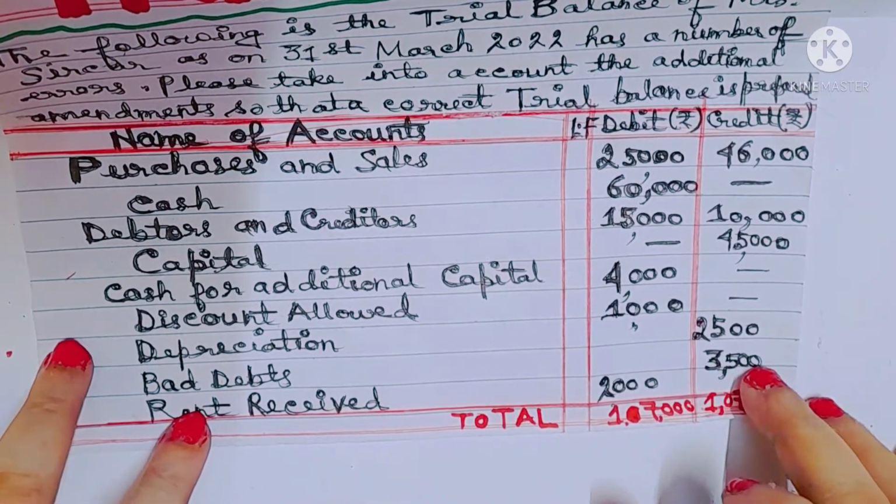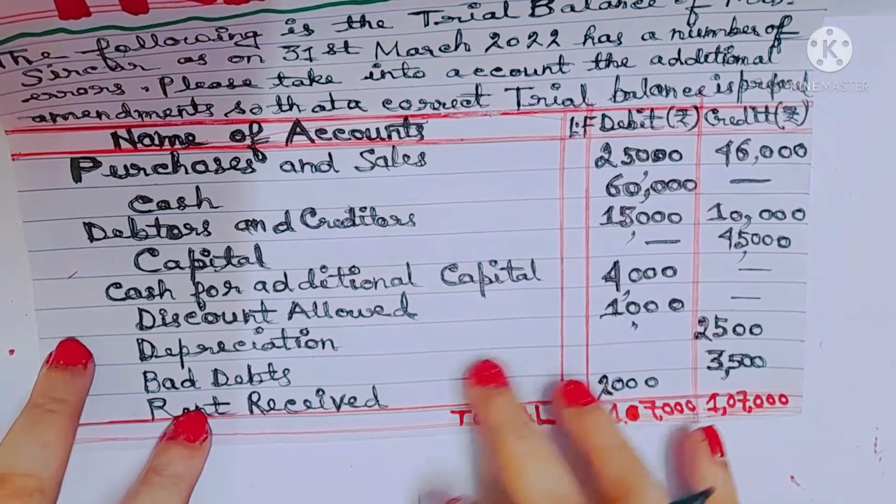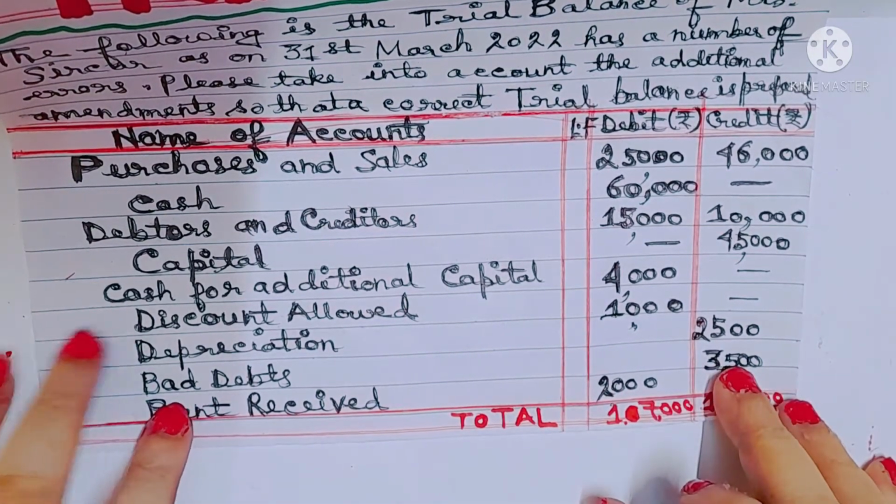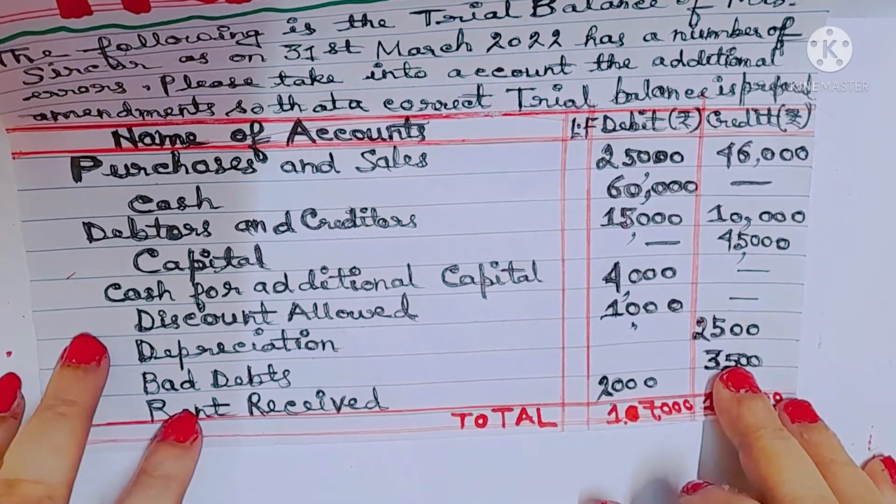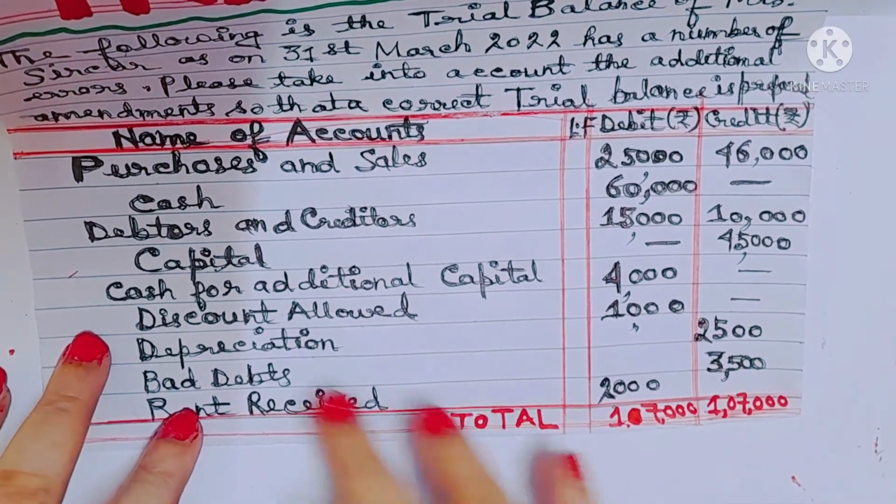So, we'll have to write in the debit column. Since they have written wrongly in the credit column, we have to rectify it by writing a note and by writing bad debts in the debit column.